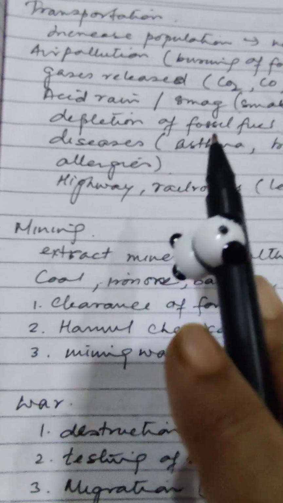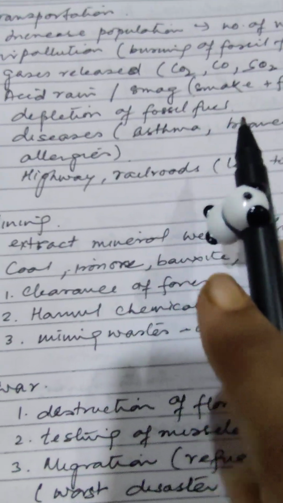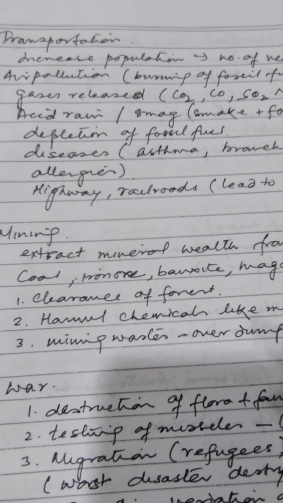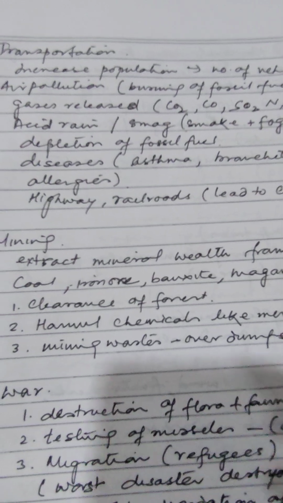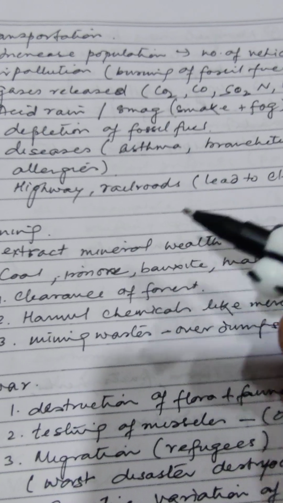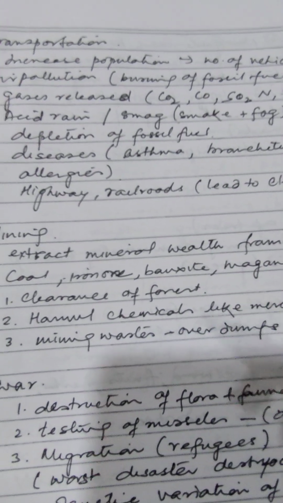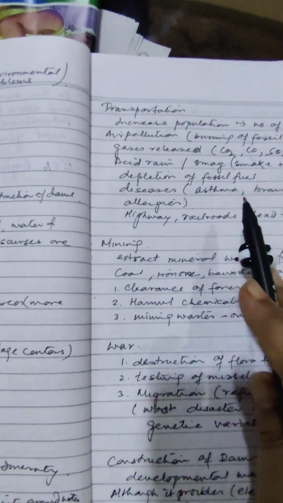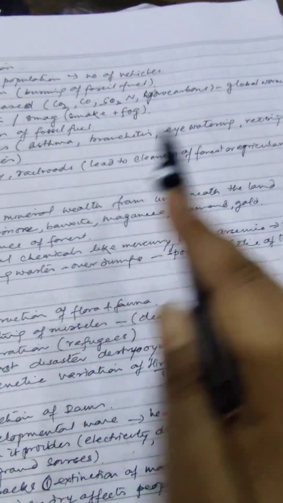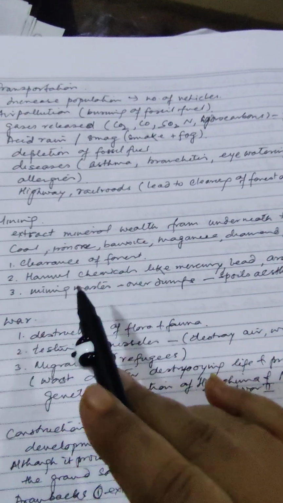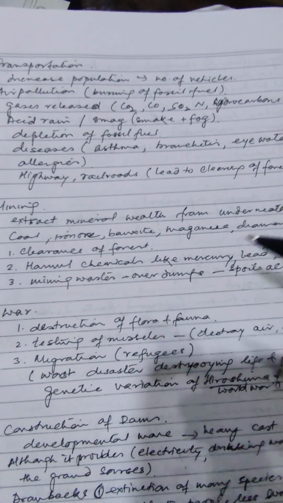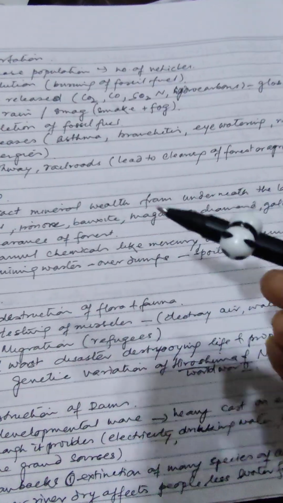And there will also be depletion of fossil fuels, because depletion will happen if the number of vehicles continuously increases. Fossil fuels take a lot of time to form, and we are using them very fast. So what will happen? The next generation might not have fossil fuel left for them. Diseases like asthma, bronchitis, eye irritation, allergies, redness of eyes, headache, vomiting, nausea, all these are increasing day by day.